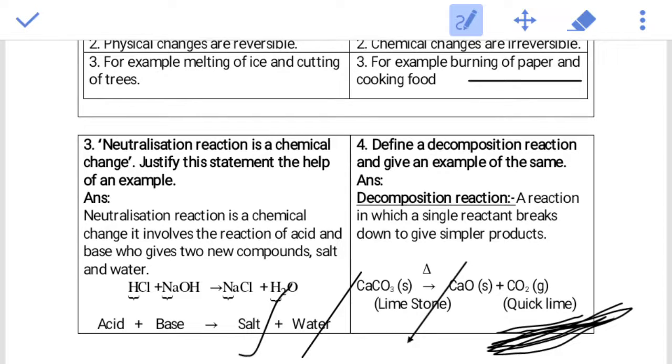And carbon dioxide is also formed in the form of gas. So calcium carbonate breaks down into calcium oxide and carbon dioxide. It is an example of decomposition reaction. You can also write any other example, but this one is the best and the easiest example.